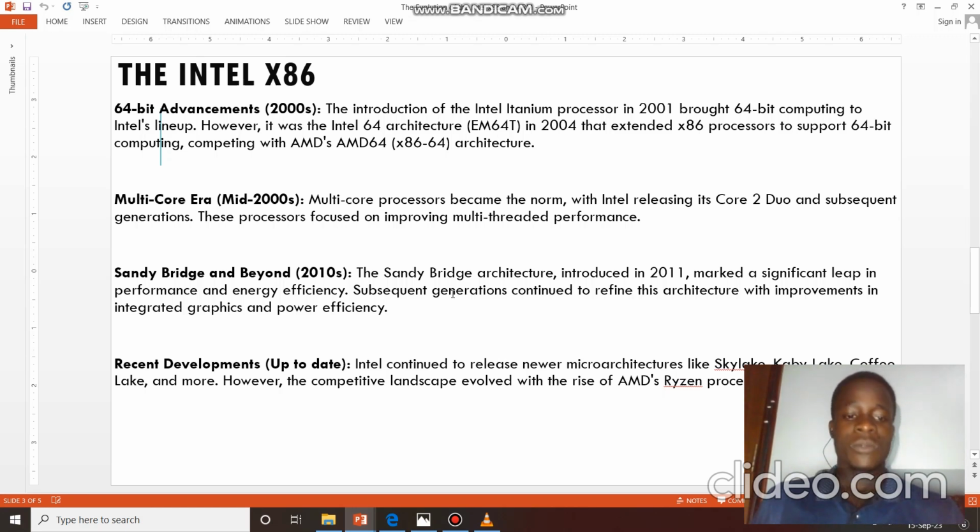In recent developments up to date, Intel continued to release more microarchitectures, Skylake, Kaby Lake, and however, the landscape changed with the AMD Ryzen processors.